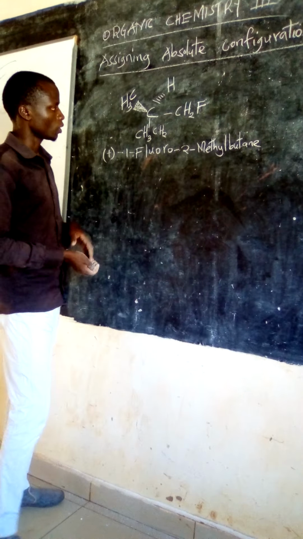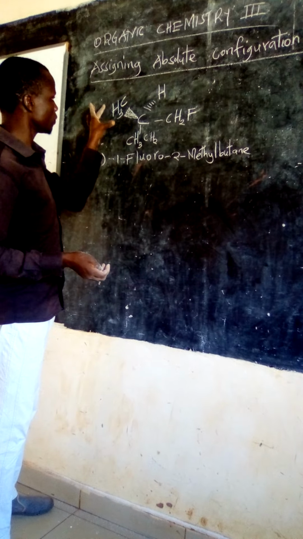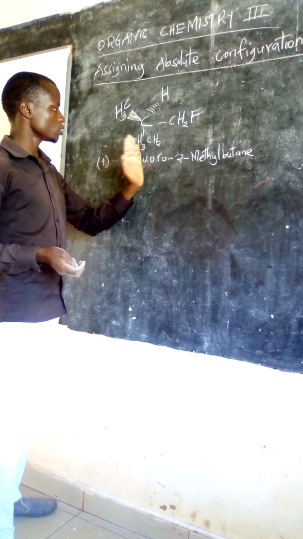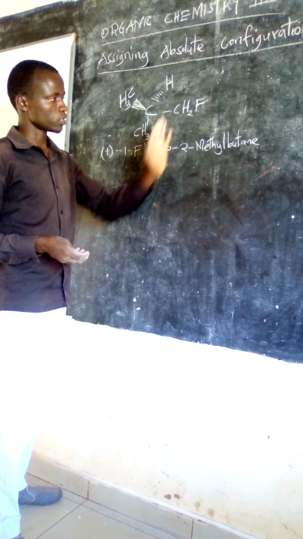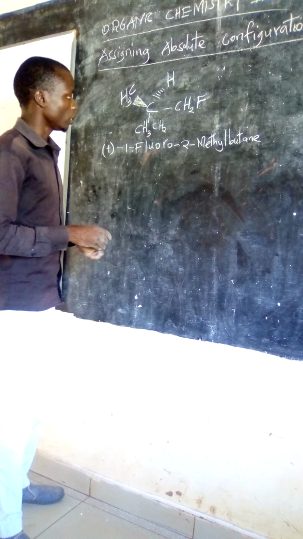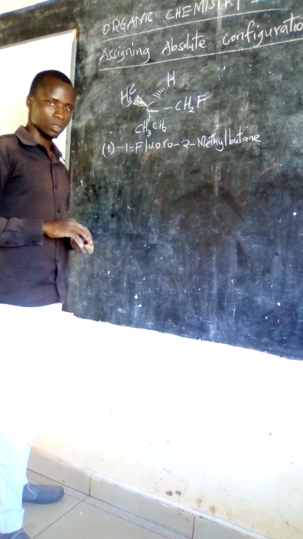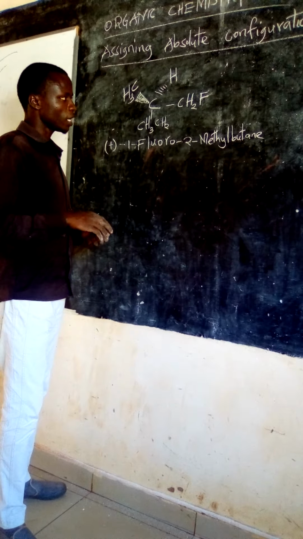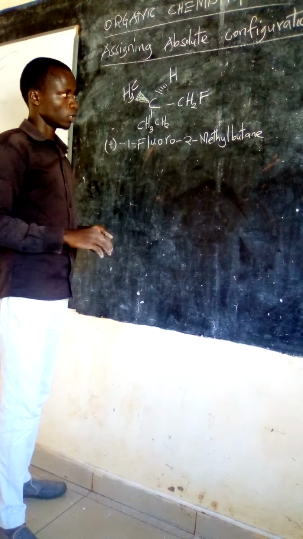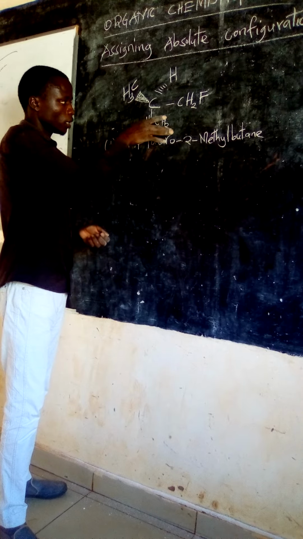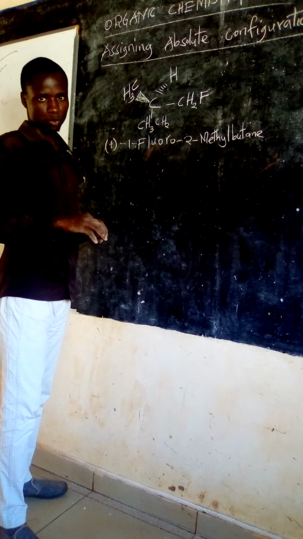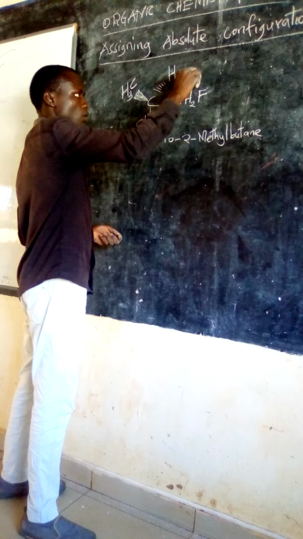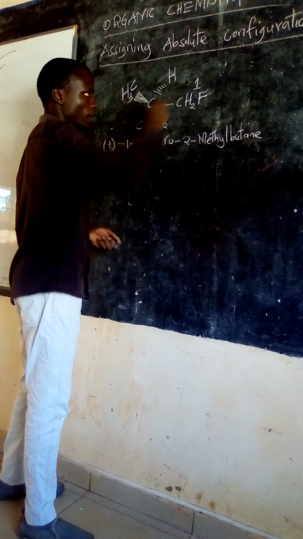Now, let us see. When you look here, I have H3C, hydrogen, CH3CH2, as well as CH2F. Now, consider all the atoms. Based on the atomic number, you realize that CH2F has a higher atomic number than CH3CH2 as well as any other. And therefore, we shall assign it priority number 1.